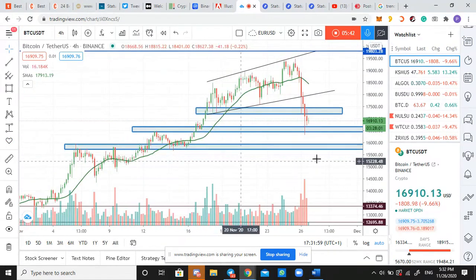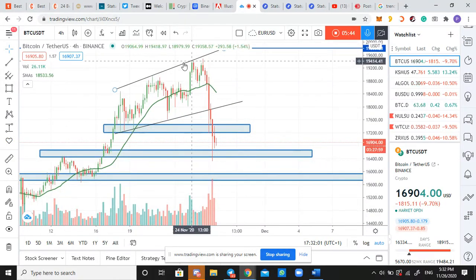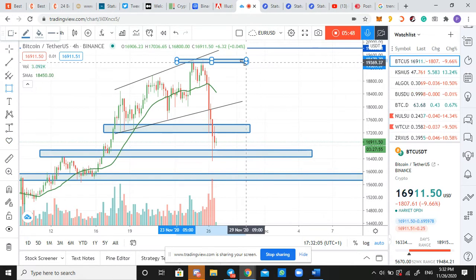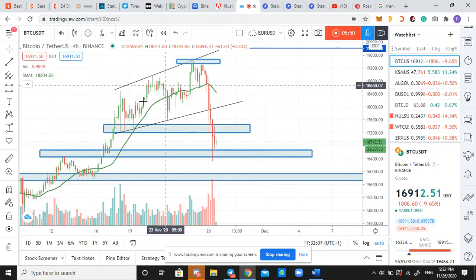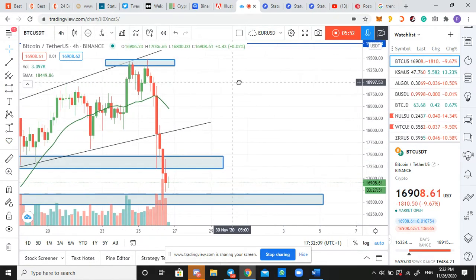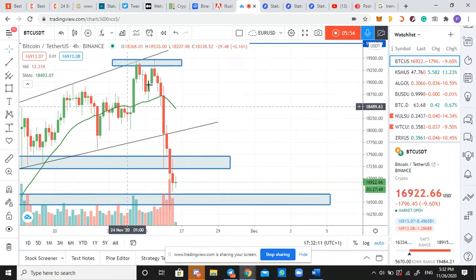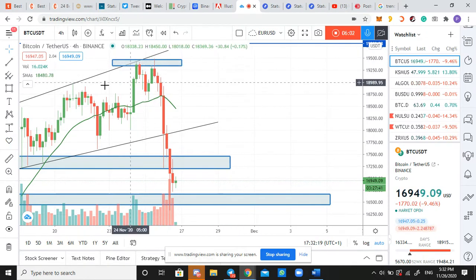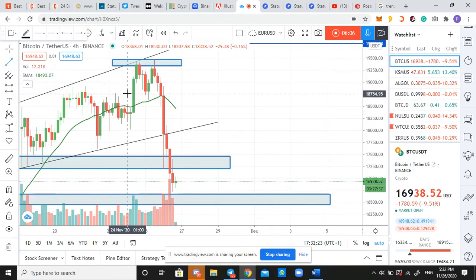So back to the 4 hour. On the 4 hour, I see something like this that looks like a double top, but it's too close for me. But that's the formation we have here. Price was rejected here and rejected again. So this looks like a double top, and it confirmed here.